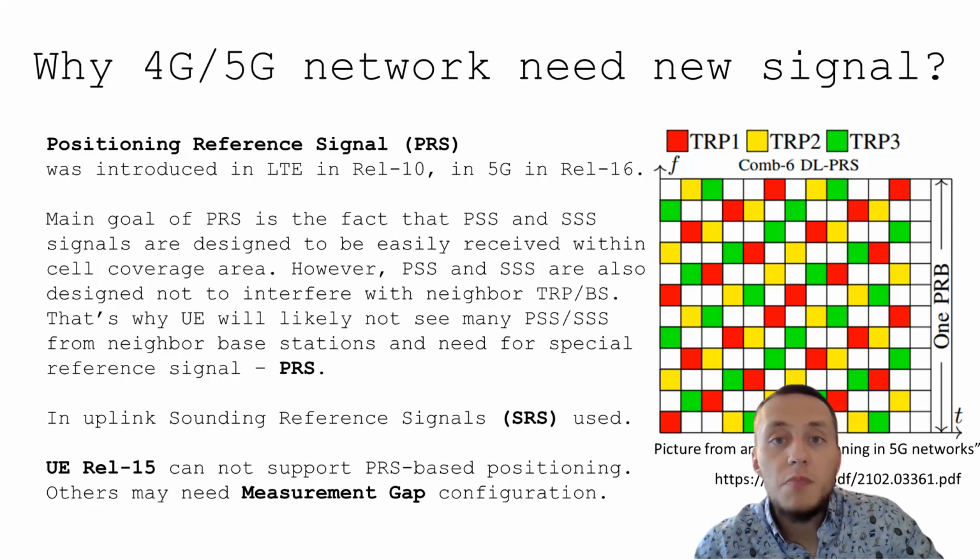Other devices may need a measurement gap configuration, so I think it also should be taken into account. And if we look at this picture, we can see how, within one resource block of the 5G grid, positioning signals from different transmission points, or cells, we can say, are allocated. They are allocated in a very specific way, maybe very similar to the 4G cell reference signal, but designed in order to give user equipment the capability to receive those signals from multiple neighbor cells.